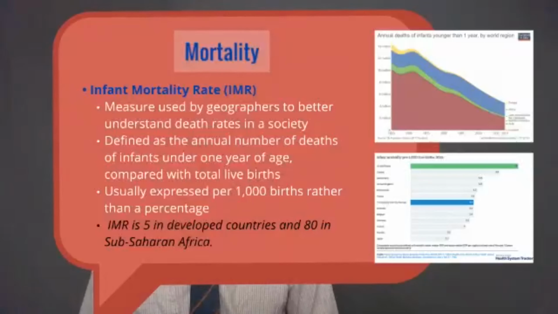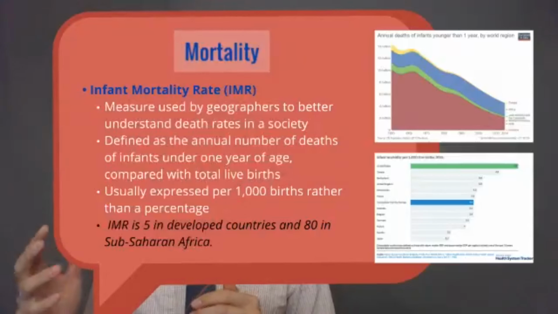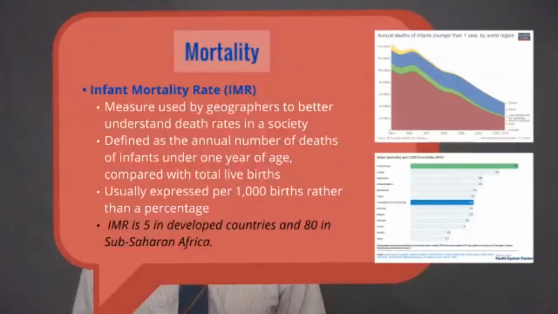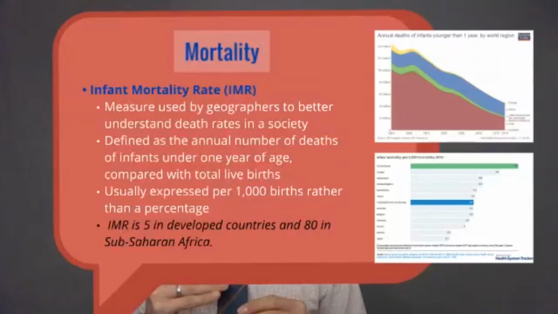It's also expressed per 1,000, and this helps us to understand the state of healthcare and the quality of life in a place. If you have a really high infant mortality rate, that means you're in a developing or an underdeveloped country. So in developed countries, this rate is only 5 per 1,000. But in countries in sub-Saharan Africa, we see this number often is 80 or higher.